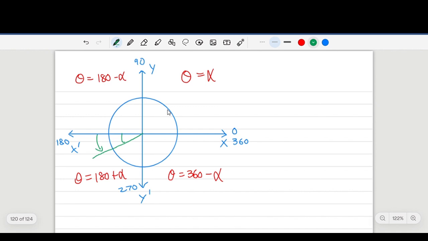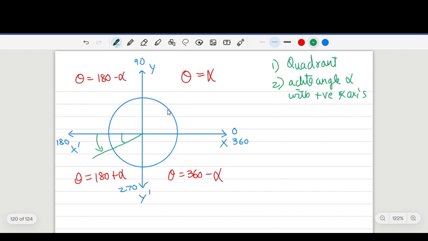So always remember this as a summary. Whenever you're finding any trigonometric ratio, there are two things that you need to know. The first is to find out the quadrant in which the trigonometric ratio is lying, and the second is the acute angle alpha with the positive x-axis.